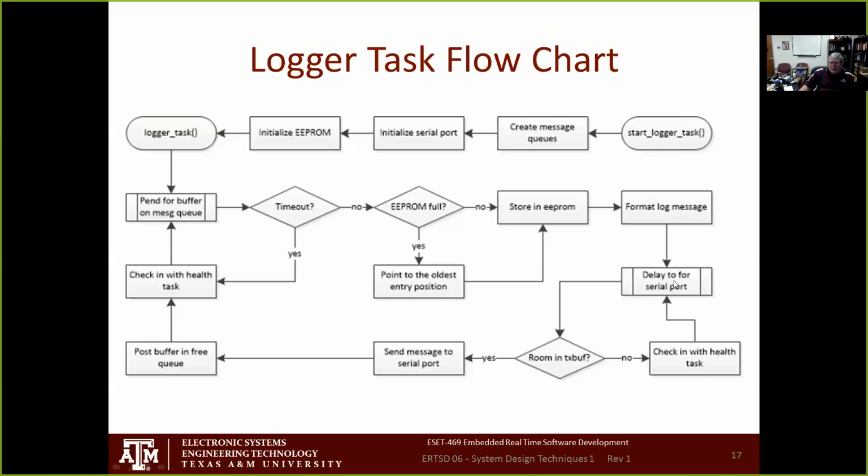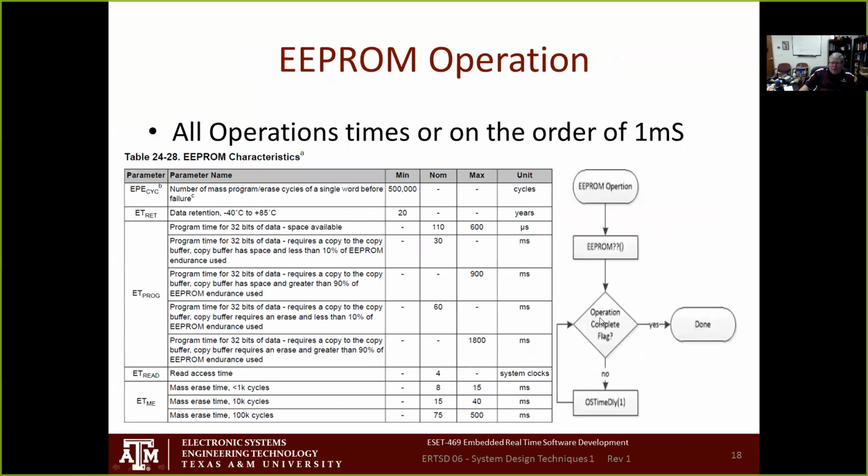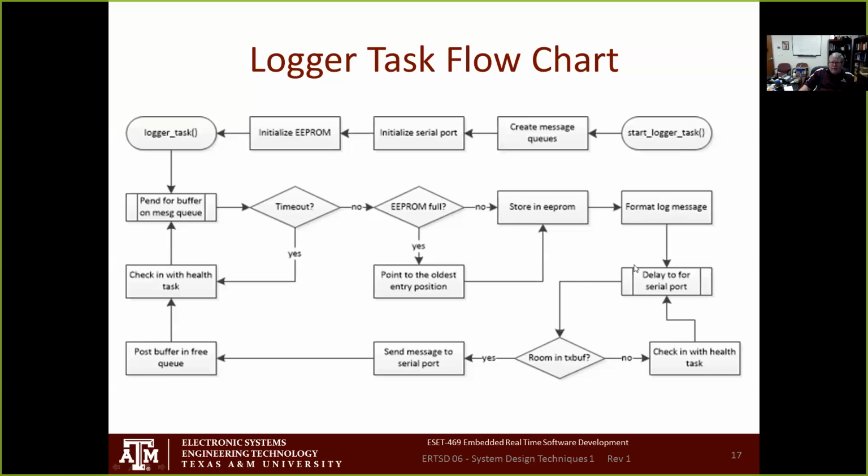So we're just going to be checking. So room in the transmit buffer, we're just going to ask if the transmit buffer is full, and if it's not, we're going to do this. So we're going to go ahead and make the decision to pause here if that is the case, until there's room in the transmit buffer for us to send the message. Then we're going to send the message to the serial port. We're going to post the buffer that we just finished using back in the free queue. We're going to check in with the health task, and we're going to pend again.